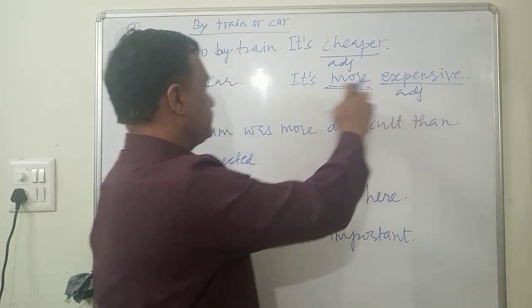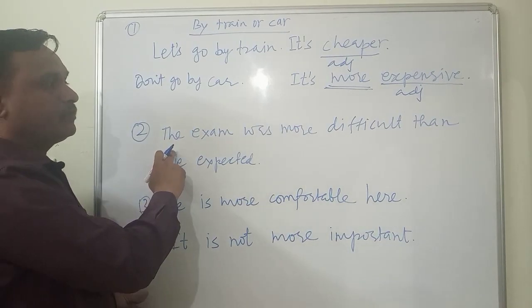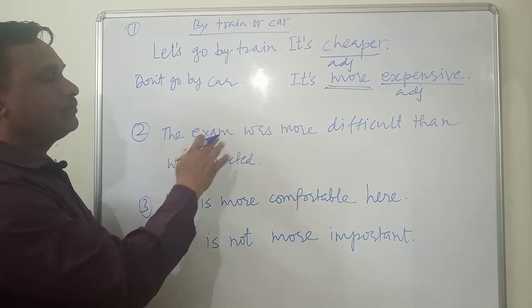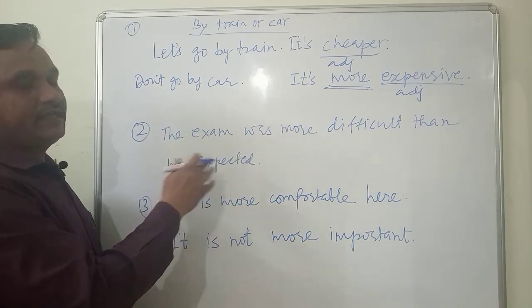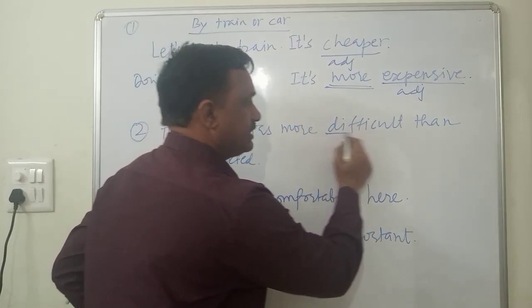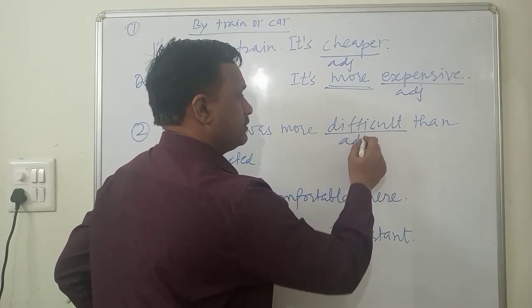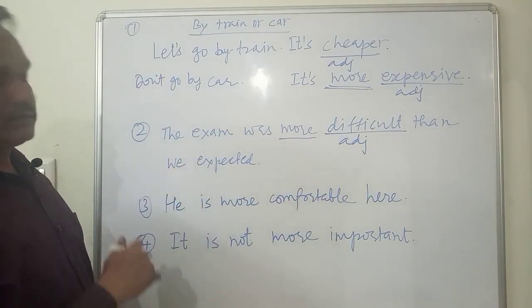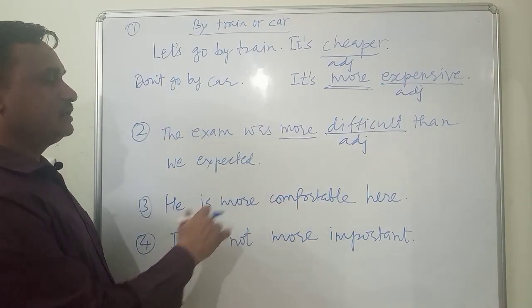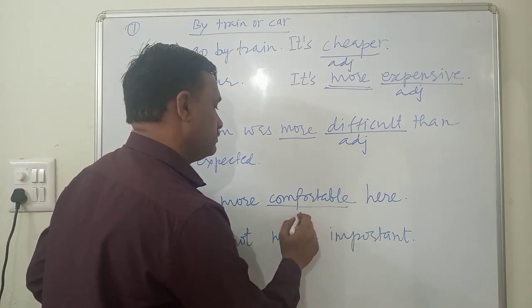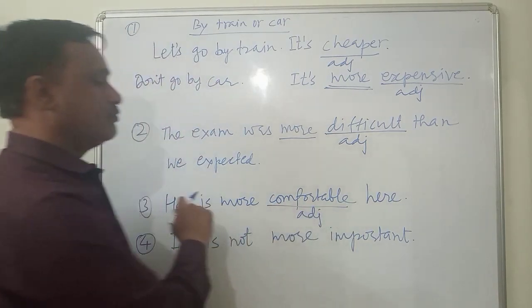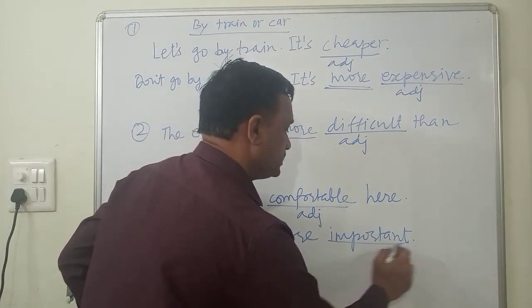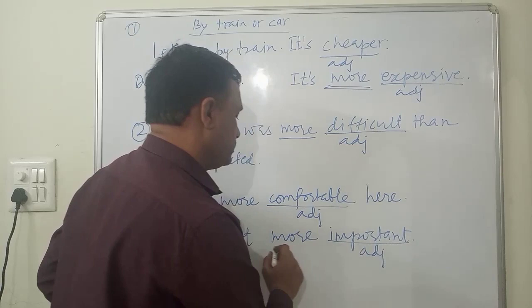More expensive. Now let's study this example. The exam was more difficult than we expected. Now here difficult is an adjective. Now it is coming with more. He is more comfortable here. Comfortable is an adjective coming with more. It is not more important. Important is an adjective coming with more.